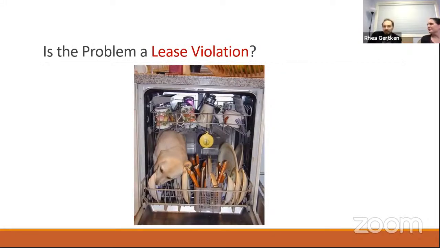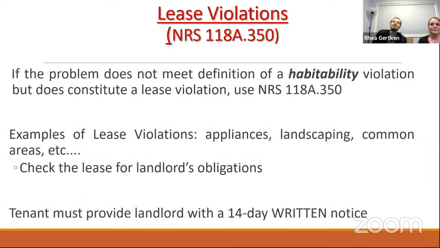So do you want to talk about lease violations now? Sure, let's talk about lease violations. Lease violations are very similar to habitability problems and essential services problems, but they're also a lot more broad because you can put basically anything that you want into a lease. While, say, a broken dishwasher would not fall under habitability, there's a real possibility that something in a lease addresses a broken dishwasher or landscaping or use of common areas, etc.